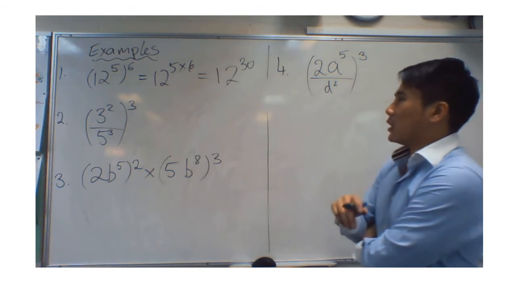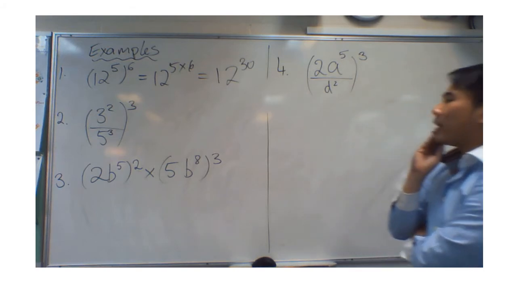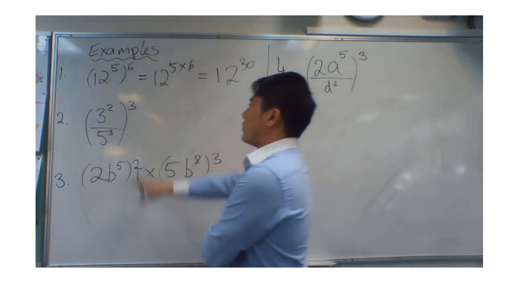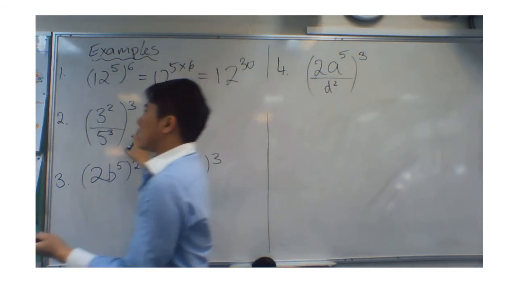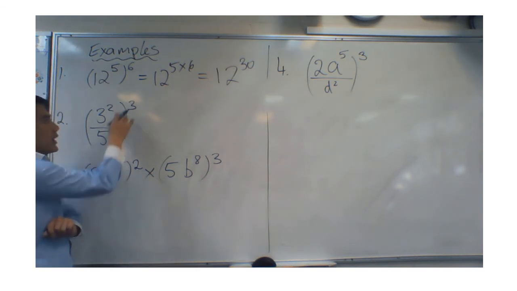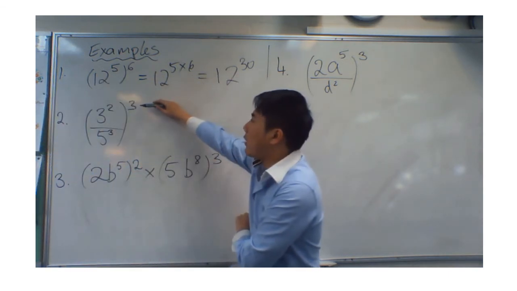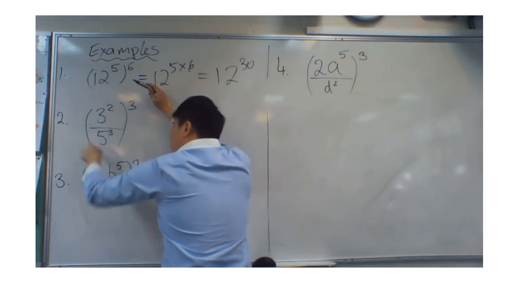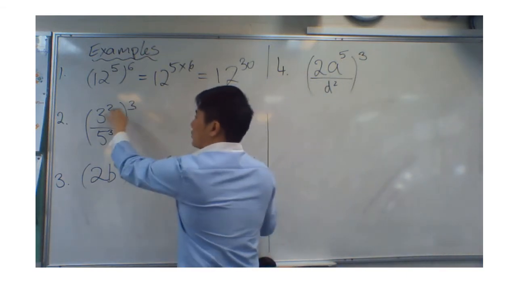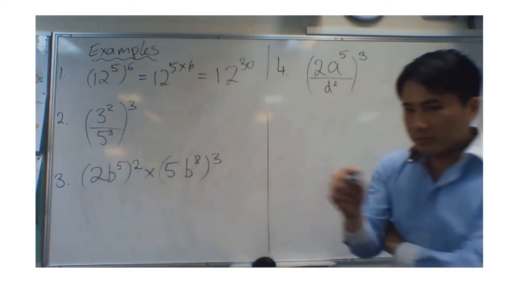Alright, next question, I'm going to ask you to simplify this whole chunk. Okay, how would you go about doing that? Firstly, before you go any further, what does that mean? Okay, I've got 3 to the power of 2 divided by 5 to the power of 3. I'm raising this whole thing by the power of 3, which means this power of 3 applies to everything inside. Okay? So I'm going to apply this power of 3 to 3 to the power of 2, and I'm going to apply this power of 3 to 5 to the power of 3.